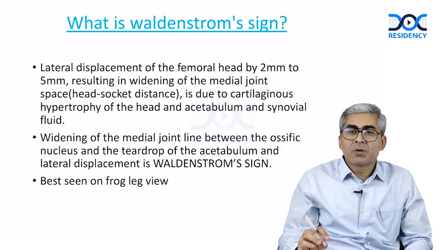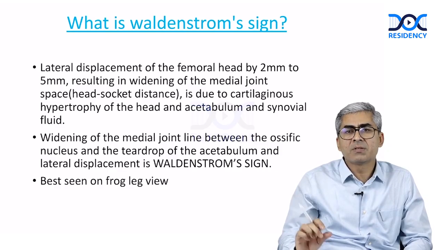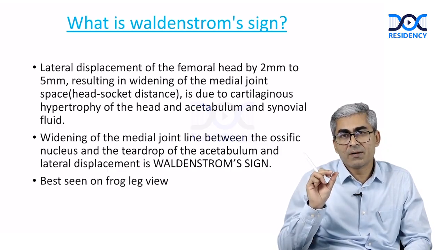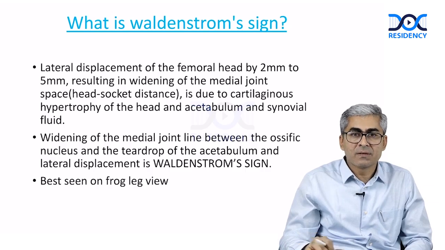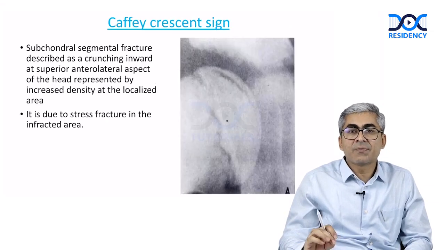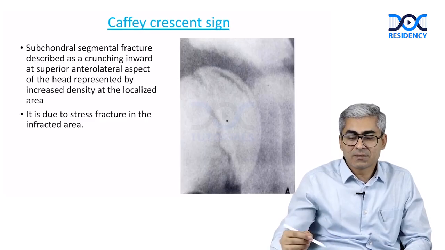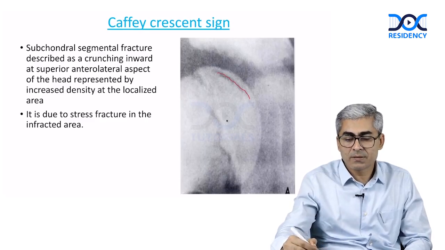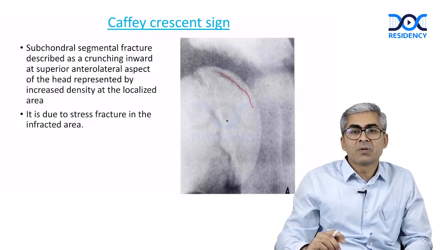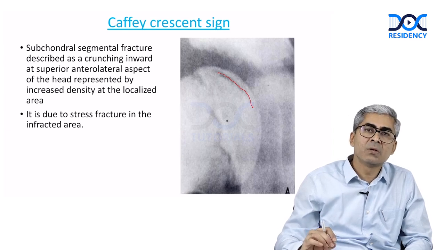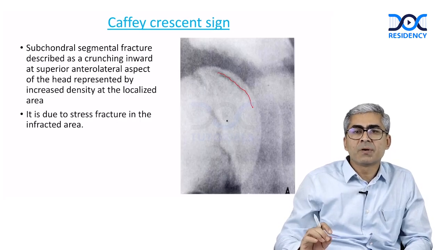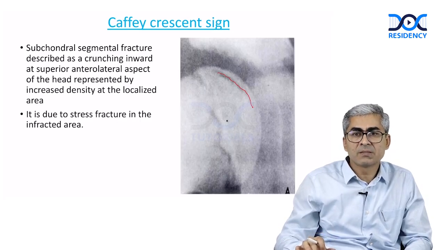So what is Waldenstrom's sign? That is lateral displacement of the femoral head by 2 mm to 5 mm, which results in the widening of the joint on the medial side, which I showed, and that's called Waldenstrom's sign. And this is Caffey's crescent sign, that is the subchondral fracture line, which I am showing here. It's important to remember that you may not always see this line. It is seen only in about 20 to 25% of the cases. In other cases you don't get this.